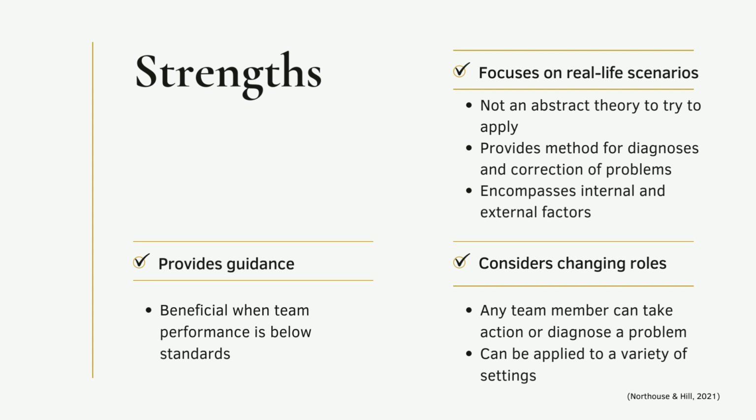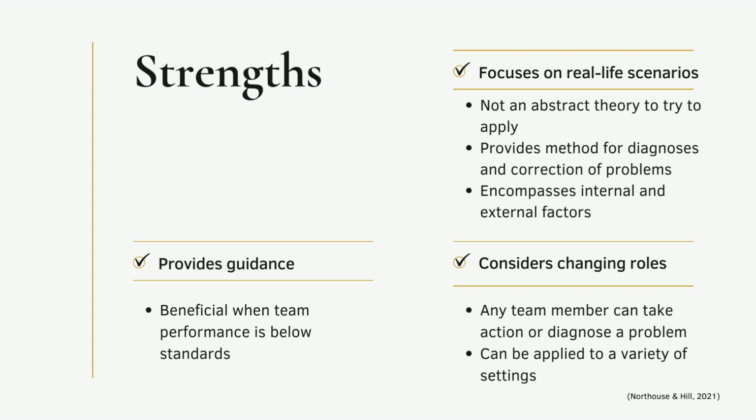Some theories we've talked about really only focus on the relationship between the leader and a follower. Where this one really talks about external factors as well, such as the organization as a whole. Team leadership theory also provides guidance for designing and maintaining effective teams. And this is especially helpful whenever performance standards are below what the team might want. So the team leader can look at how the team is performing and make an educated plan on how to fix that.